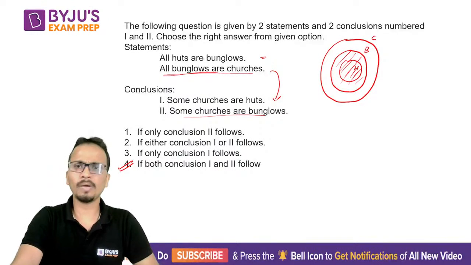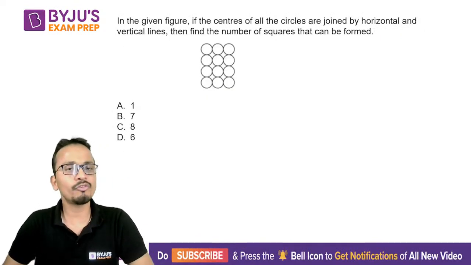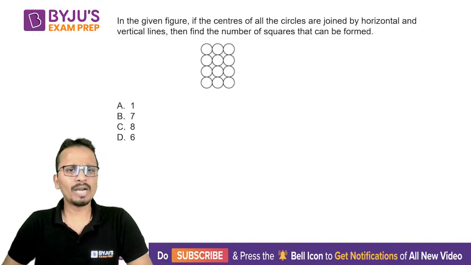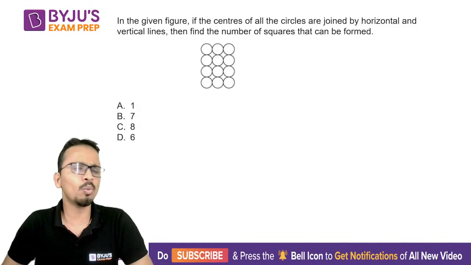All right. Okay, let's move on to our next question, again based on maths-based reasoning. Now, wonderful question. In the given figure, if the centers of all the circles are joined by horizontal and vertical lines, then find the number of squares that can be formed.